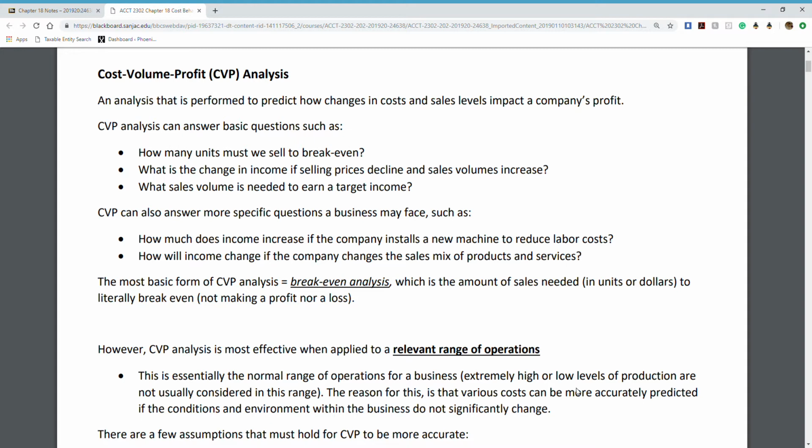The most basic form of CVP analysis is the break-even analysis, which, definition-wise, is the amount of sales needed in units or dollars to not make any money. Zero. Just to make zero, just so that we have covered costs and that's it. Now, this isn't the great thing, but it's always good to know this just in case you are having a bad month or something like that. You at least know this is at minimum how much I should actually sell.